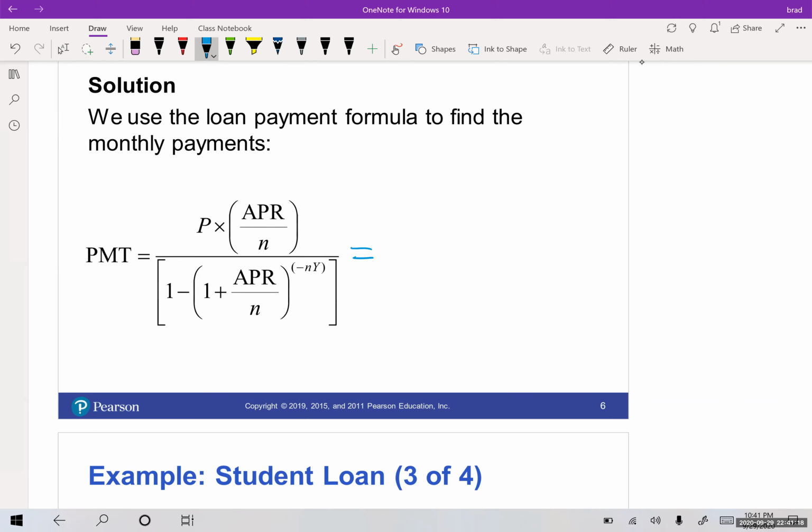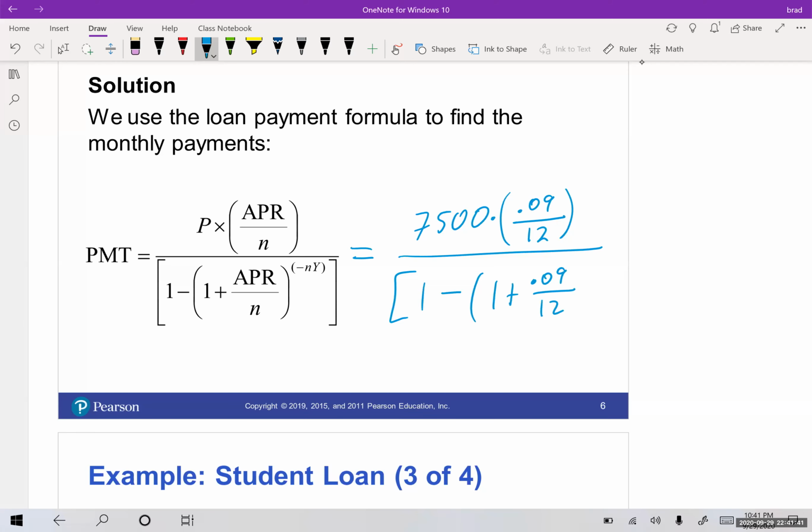Okay, so we're going to have 7,500, that's the principal, right? Times the interest rate, APR, which is 0.09. Remember, you have to convert it to a decimal, divided by the number of payments. Well, there's 12 payments in a year, right? So we're going to pay it like that. And then we're going to do 1 minus, and now 1 plus our APR, which is 0.09 divided by 12.